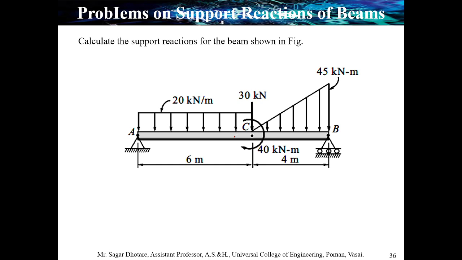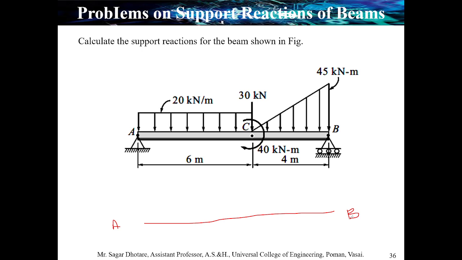Okay, I hope roughly you have created the free body diagram. So let us discuss how to turn this problem into a simple free body diagram. First of all, I just draw a simple line AB, with A and B, that is a beam AB.